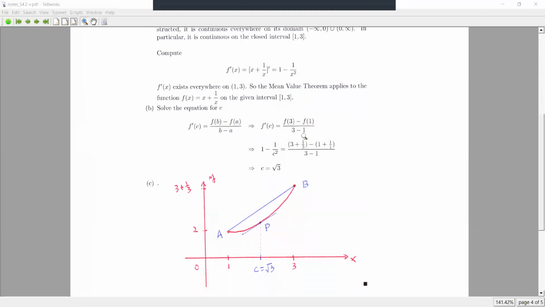Okay. Function value at 3. Plug in the number 3 in x. Then again, function value at 3. This is a function value at 1. Derivative of the function is this. Now I plug in C in x to get derivative at C. Solve this equation, then I get a point C, square root of 3.